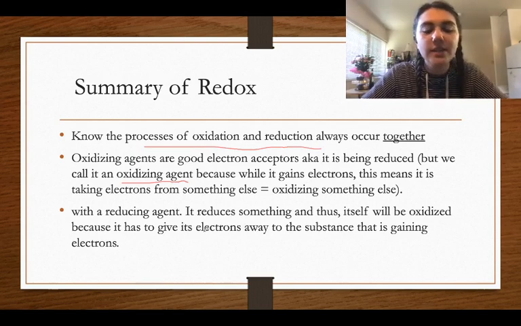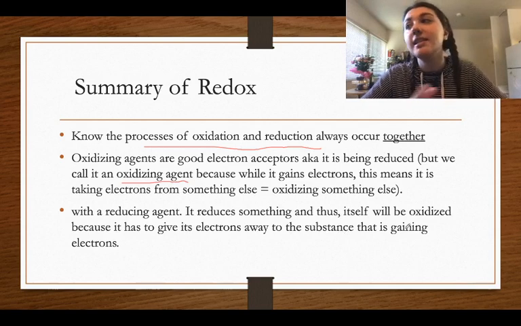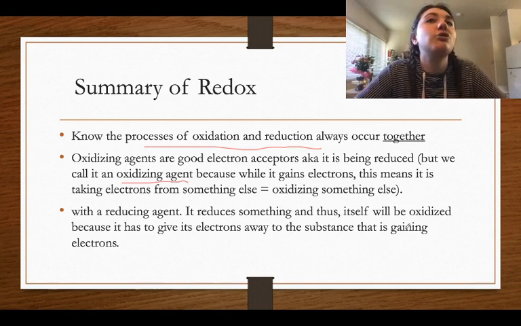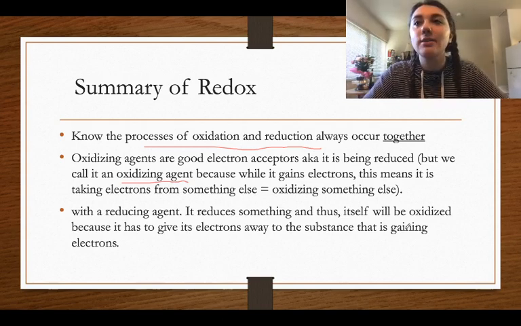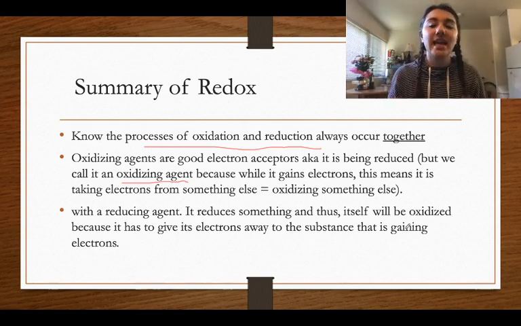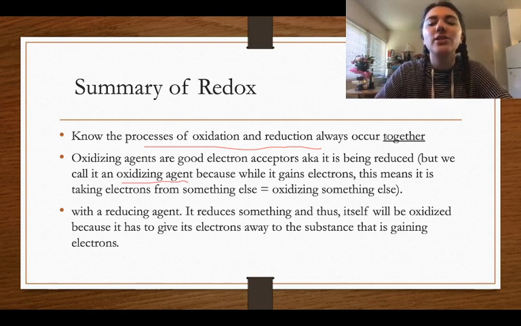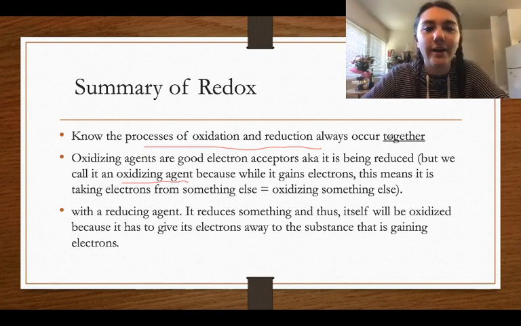With reducing agents, it reduces something, and therefore itself will be oxidized. So it's really a good electron donor. It likes to give electrons away, and because it's giving electrons away, it's oxidizing, but something else is being reduced because something else has to gain those electrons. Again, they are always together. This is why those agents are there.